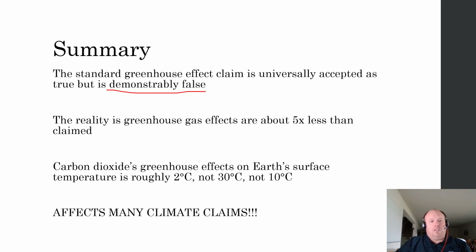And carbon dioxide's greenhouse effect is only about 2 degrees Celsius. That's the heat trapping effect of carbon dioxide. Some sources say it's 30 degrees Celsius. That's wrong. Others assume roughly 1/3 of the 33, so around 10 degrees Celsius, but both of those are wrong. It's only 2 degrees Celsius.